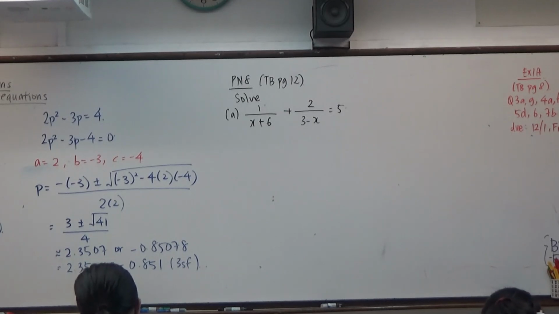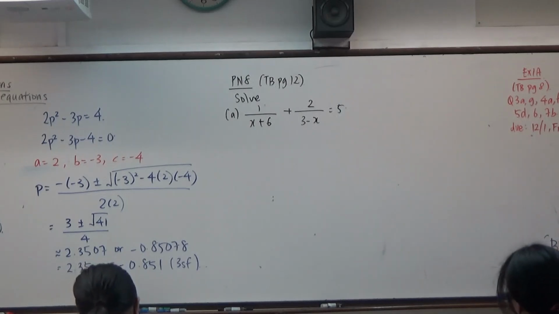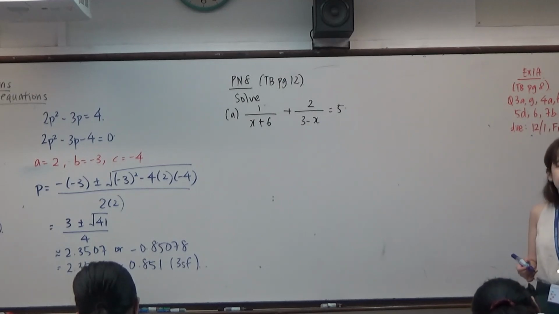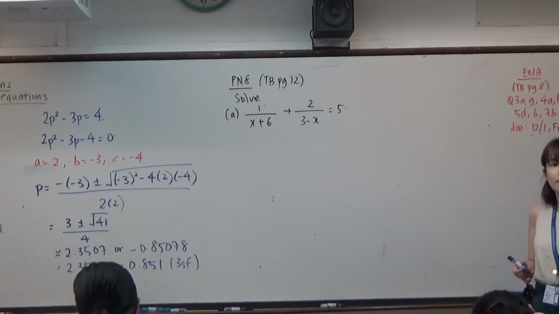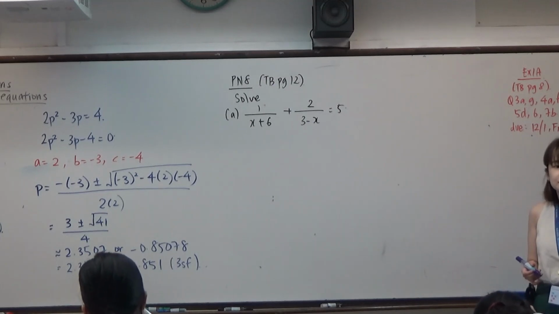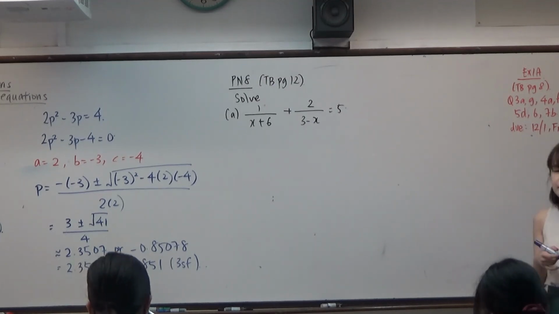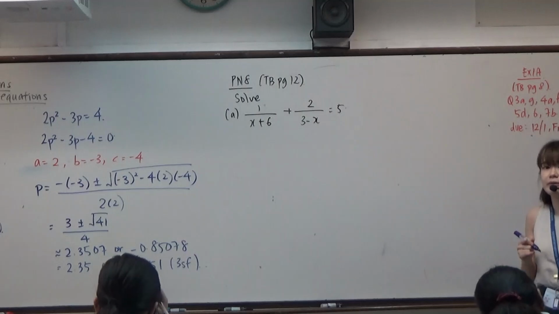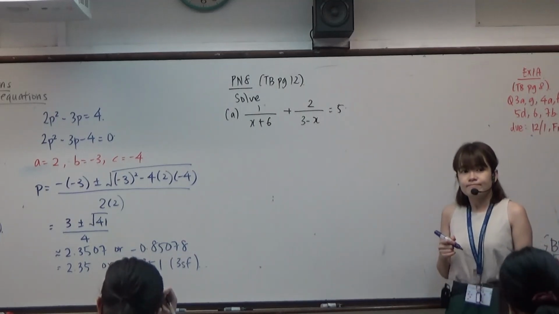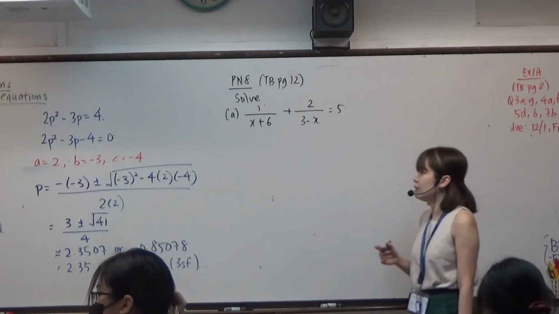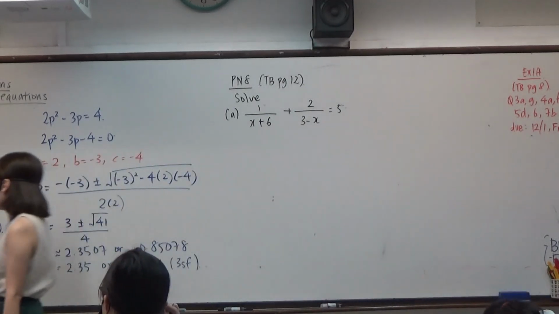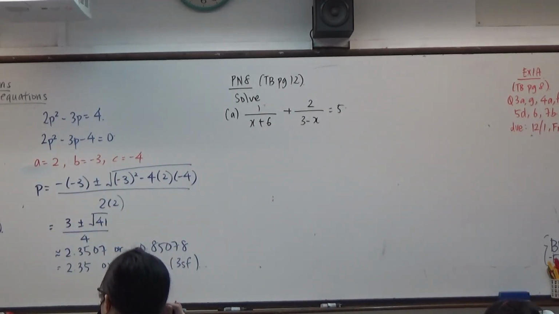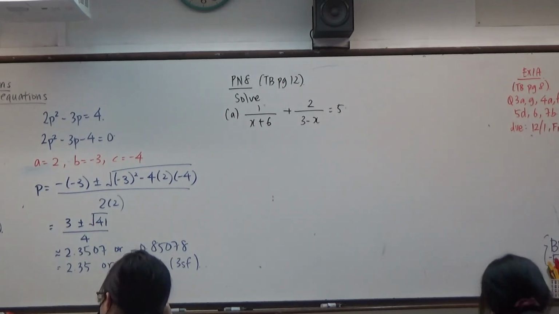Plus 2 over 3 minus x equals 5. Okay, what would we do? Any ideas? Anyone? How would you do? Make the denominator the same. Okay, so how would you make the denominator the same? Cross multiply. Okay, we keep our cross multiplying idea to when it is a single fraction equals a single fraction. So this is cross multiplication.